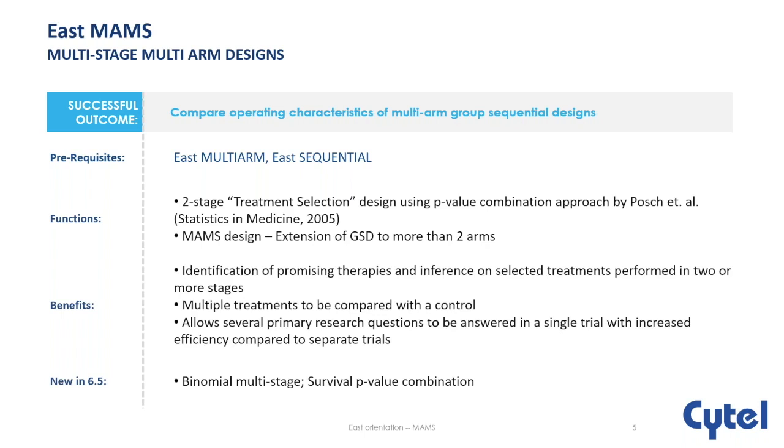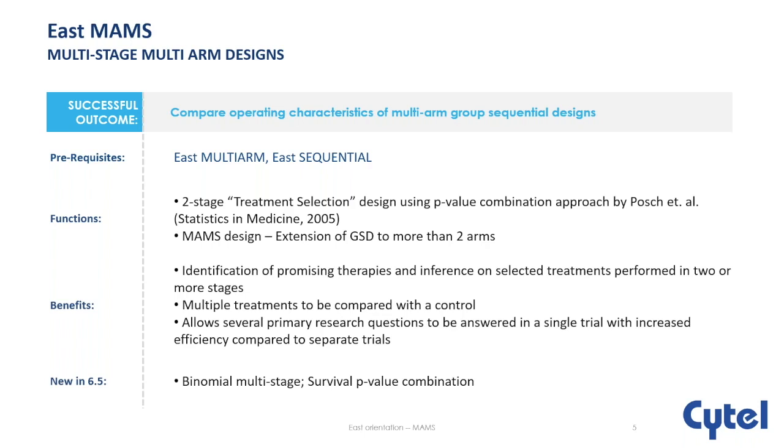The screen that pretty much describes all of the functionality of the MAMS module is the one that you see here. And of course, these slides are going to be made available to you as well at the conclusion of the webinar. It currently includes 2 different methods, although today we're going to be covering one of them. The first method it includes is the 2-stage treatment selection method, with the p-value combination, which was developed by Posch et al. in 2005. This is a standard design that has been used typically for inferentially seamless phase 2-3 designs.